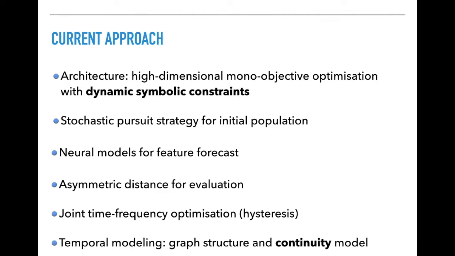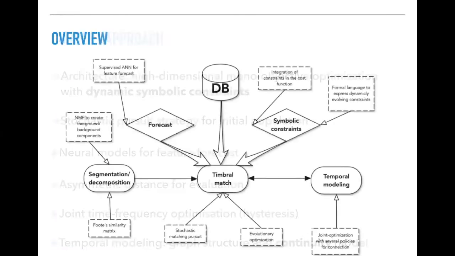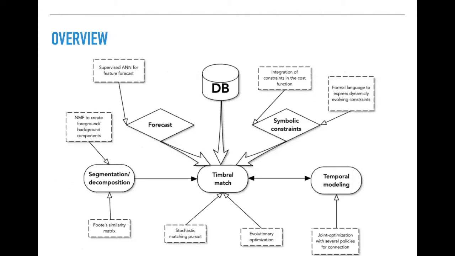And then the two things that I was mentioning: the joint time-target optimization, that I call hysteresis of the orchestration. Basically, I put some weight on previous solutions so that the next solution will be somehow connected to them. And then finally, the temporal modeling, the continuity model that I want to apply to the solutions in order to make a voicing of the orchestration. So I guess pictures somehow help.